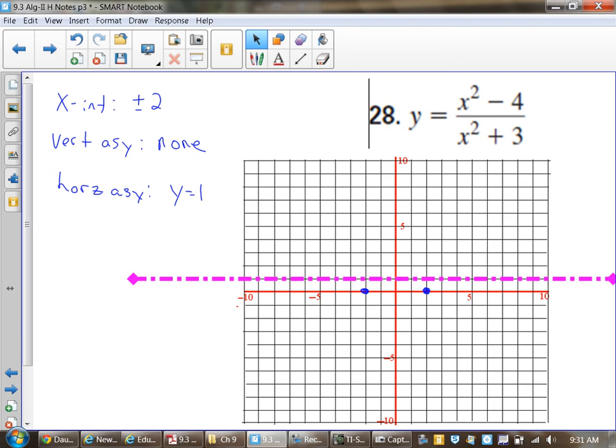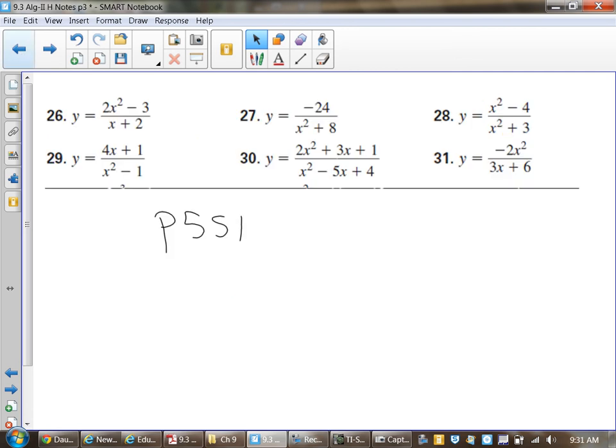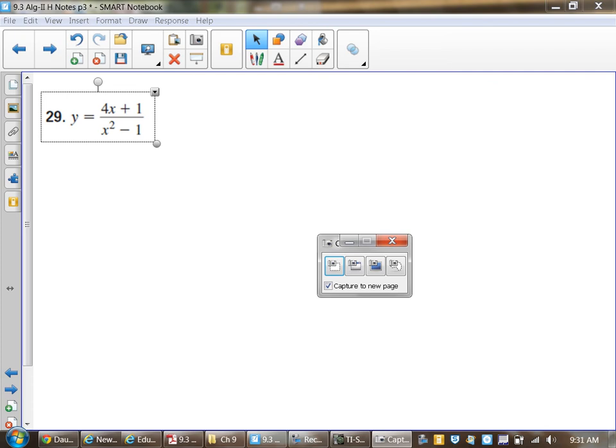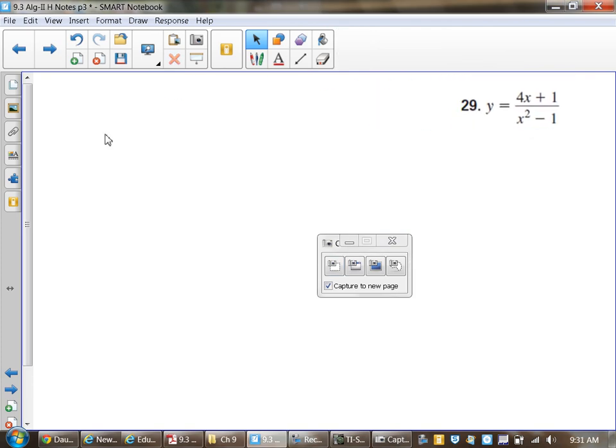Good. Are these as scary as they first looked? X-intercept. Where's your x-intercept, if they have one? Negative 1/4, very good. Vertical asymptotes. Plus or minus 1. Oh, I'm an idiot. Okay. You're not an idiot, you just made a stupid mistake.